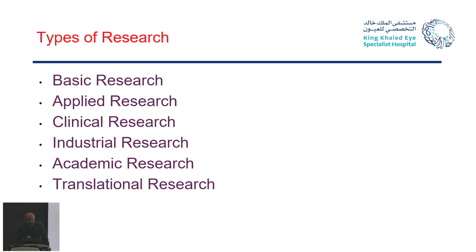Now, clinical research, on the other hand, is a type of research where there is a patient, okay? So clinical research can also be applied research, okay? And so this research terminology or different types of research can overlap, okay? Industrial research, as the name indicates, is based in industry, okay? And academic research is usually carried out at academic institutes like universities and so on.